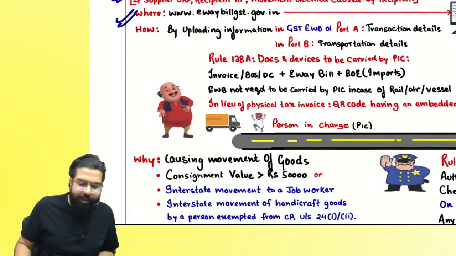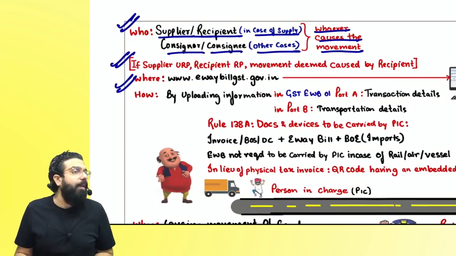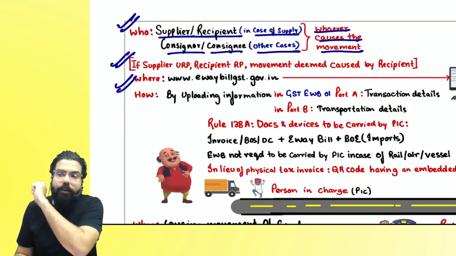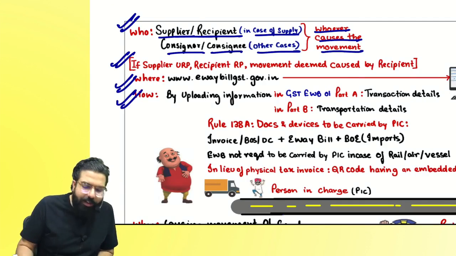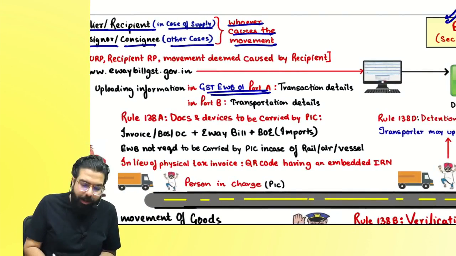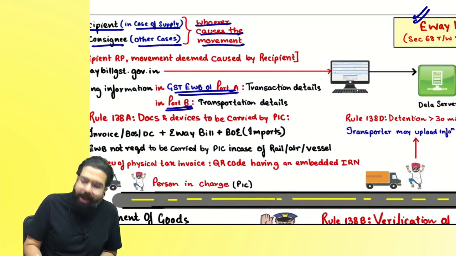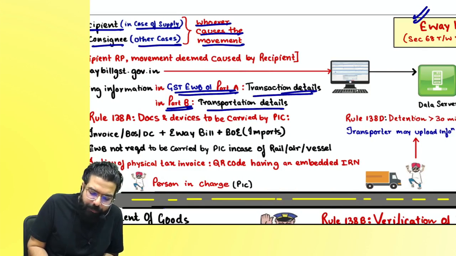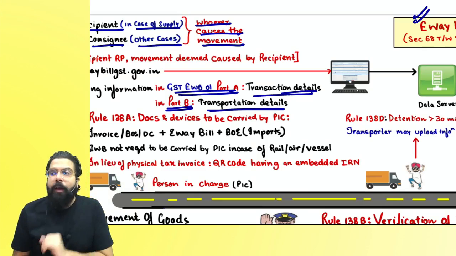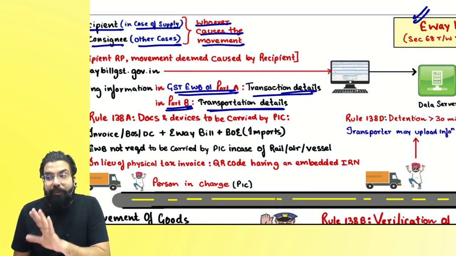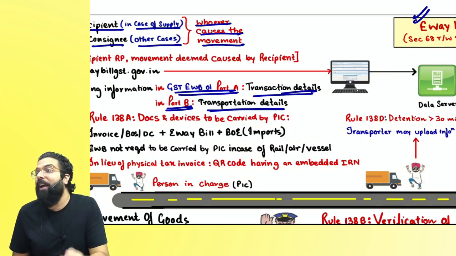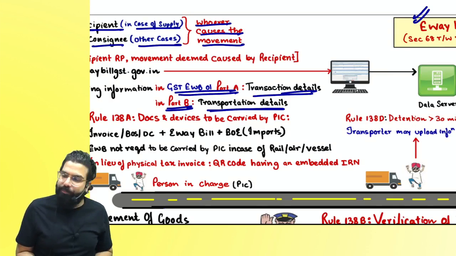Sir, how will I go ahead and generate the e-way bill? You have to go to, sir, where will I go? You will go to the e-way bill portal, ewaybillgst.gov.in, and you will generate the e-way bill. How will I generate, sir? You will have to upload the details in part A of GST EWB-01 and in part B you have to upload the details. In part A you have to provide transaction details and in part B you will provide transportation details. Once you go ahead and fill part A, part B details can be filled within 15 days. 15 days time is there. And once you go ahead and fill part B, one unique e-way bill number is given to you.